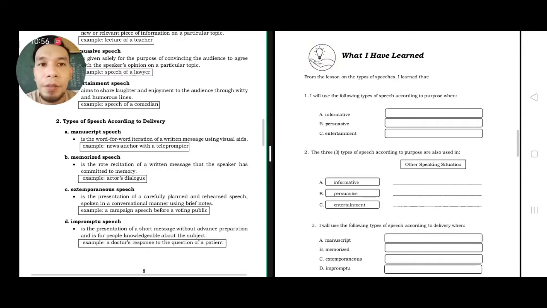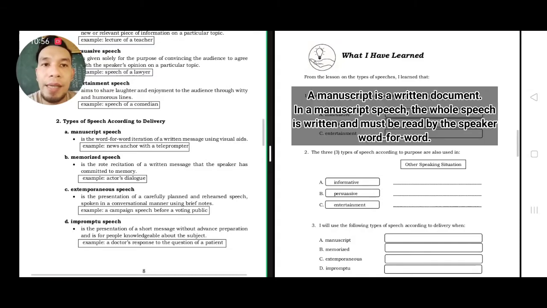That note or that simple paper contains the whole speech that must be read by the speaker. So that type of speech is manuscript speech. By the way, the note being used by the speaker is what you call the manuscript. The manuscript contains the speech, and again, it's being delivered word for word.